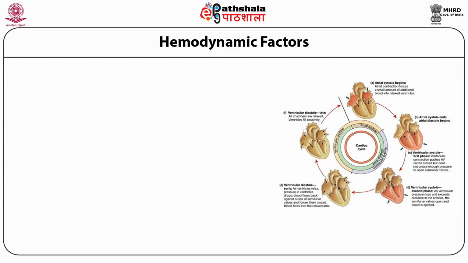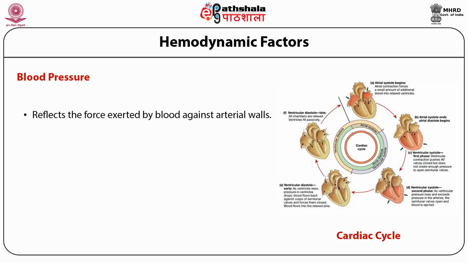As we can see, the most important among the hemodynamic factors is blood pressure. Now let's see what blood pressure is. With each contraction, that is the systolic phase, blood pumped from the left ventricle distends the aorta and creates pressure within it. This pressure is known as the systolic blood pressure. It reflects the force exerted by blood against the arterial walls.